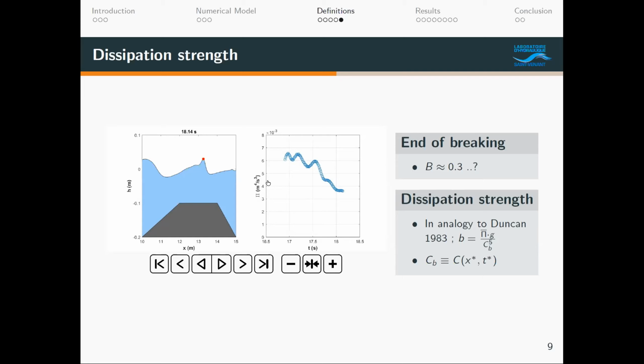Let's call that pi bar, and then in analogy to Duncan 1983, we calculate a quantity called b, which is equal to this pi bar times g divided by c_b to the 5. And c_b is the wave celerity calculated at the breaking onset, at the point at which this u over c was 0.85.